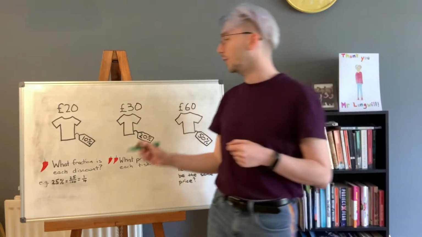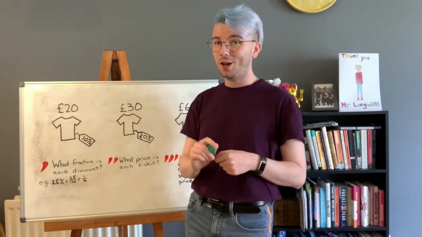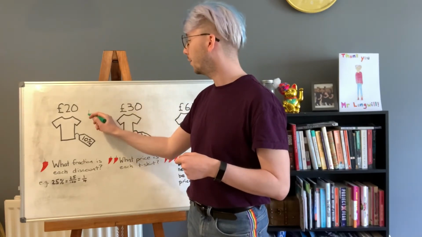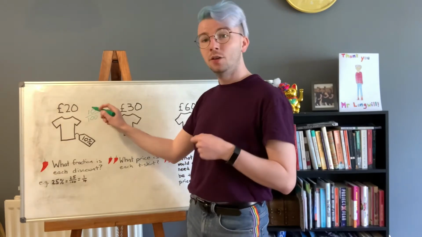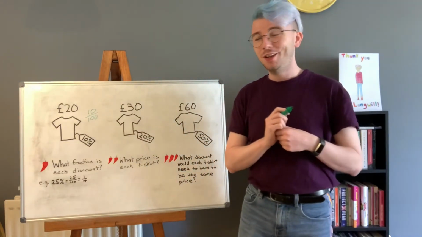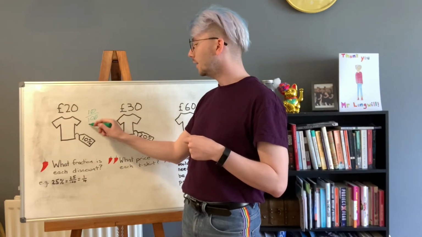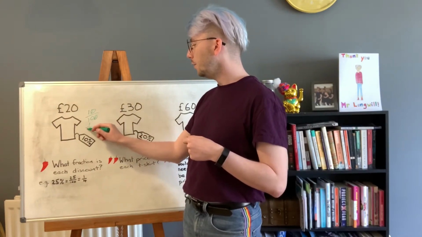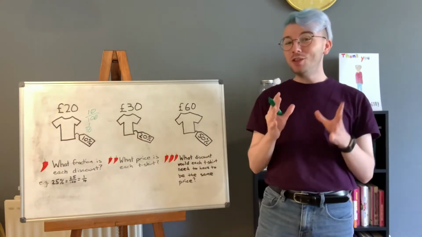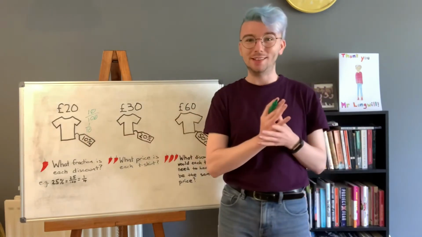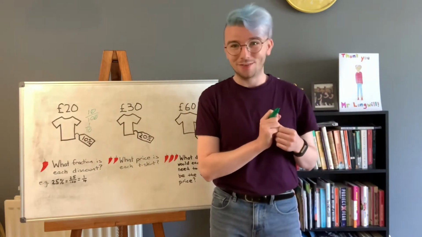Let's look at our first t-shirt. If it's 10%, we know that that is 10 over 100. And let's look at what that fraction looks like. 10 over 100. What if we got rid of the zeros at the end? That would make 1/10, which is the smallest fraction we can make with 10%. So 10% is the same as 1/10.